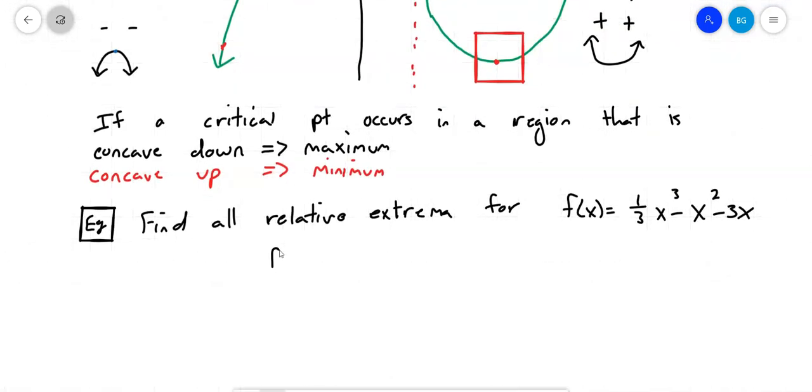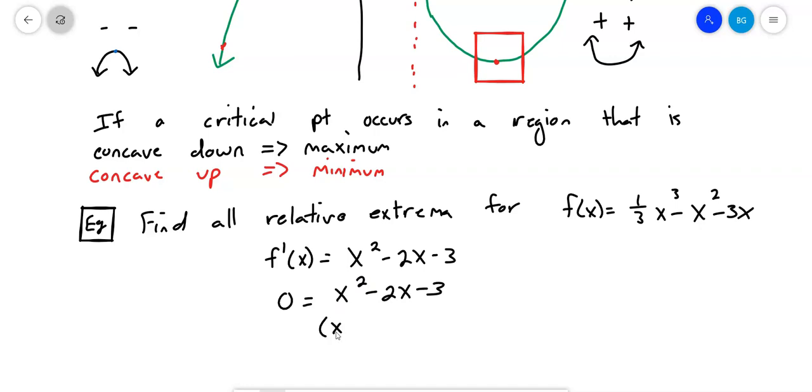First of all, we need to know what our critical points are. So we still do need to find the first derivative. That would just be x squared minus 2x minus 3. Let's find the critical points by setting that equal to 0 and solving. Luckily, this is factorable. I think it factors into (x minus 3)(x plus 1). And so we get x equals 3 and negative 1. So those are my two critical points.